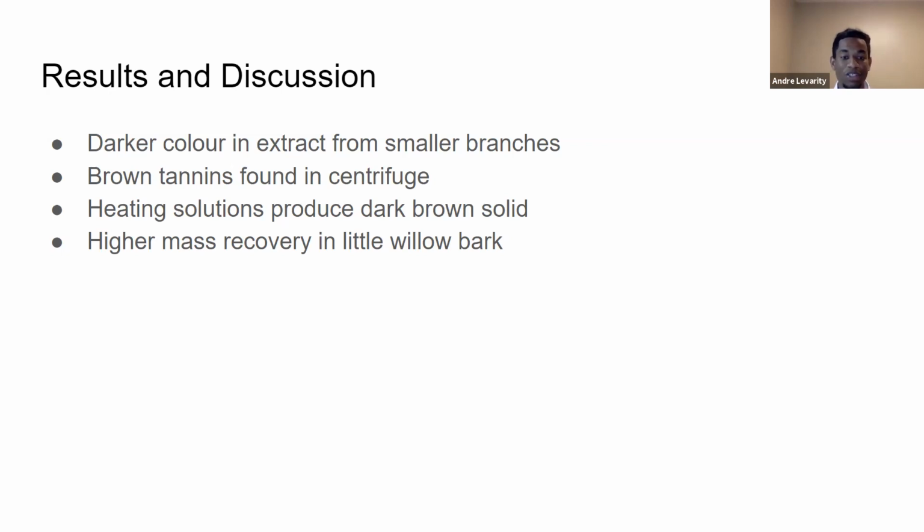and everything, the results showed that there was a slightly higher mass recovery in the little willow bark compared to the big willow bark, which was 9.6% compared to 8.7% recovery. So not a big enough difference to really say you should prefer one over the other. And since everything was done on a small scale and everything had to be so precise, there's so much room for error that there wasn't a drastic enough difference to say you should go with the little willow bark branches over the big willow bark branches.